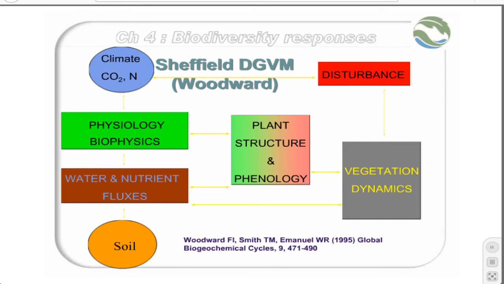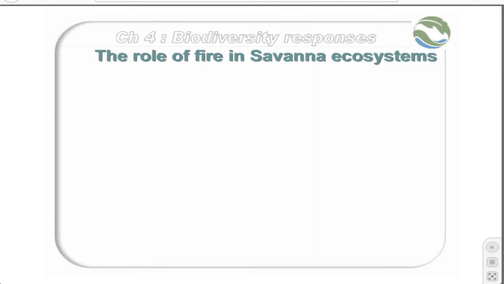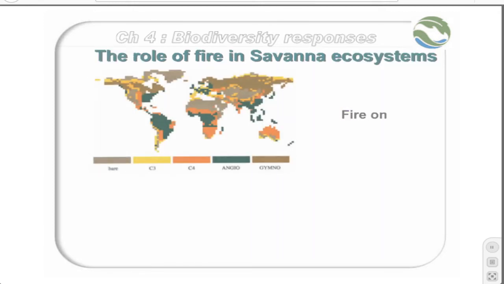It's even possible to ask interesting questions of a model like this. For example, one can ask the question, what would the world look like if there were no such thing as fire, disturbance by fire? Would that have any effect on the world's vegetation types? And the answer to that question appears to be a resounding yes.